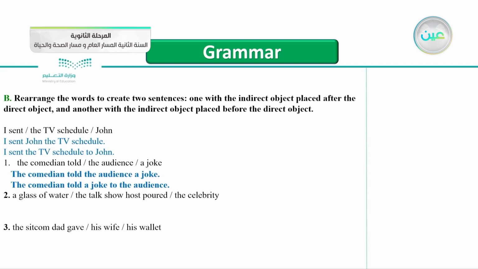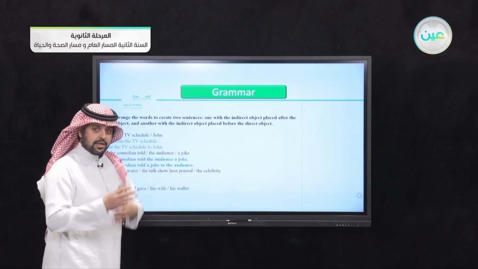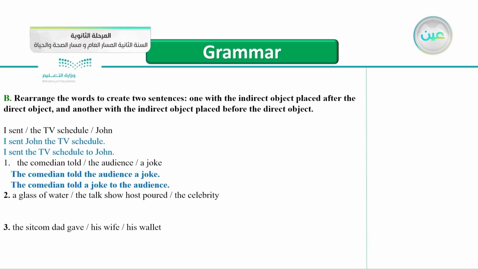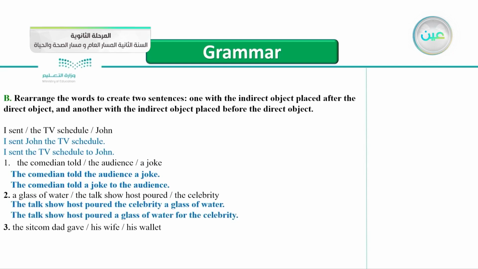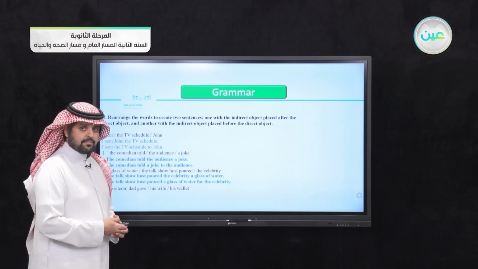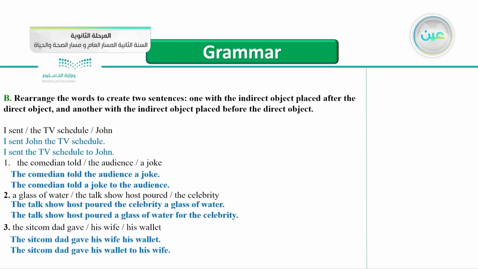Excellent. A glass of water, the talk show host poured the celebrity. So now you got the hang of it. Can you continue? Yes, that's correct. The talk show host poured the celebrity a glass of water. The talk show host poured a glass of water for the celebrity as a gesture, as a help to him. Number 3, the sitcom dad gave his wife his wallet. Yes, the sitcom dad gave his wife his wallet. The sitcom dad gave his wallet to his wife. So now we know that his wife here is the indirect object.